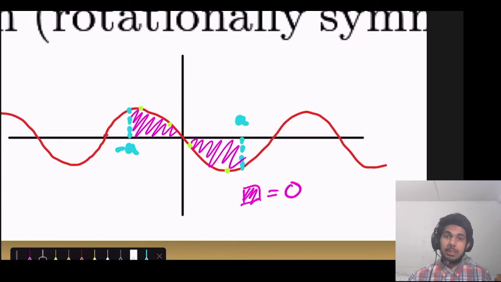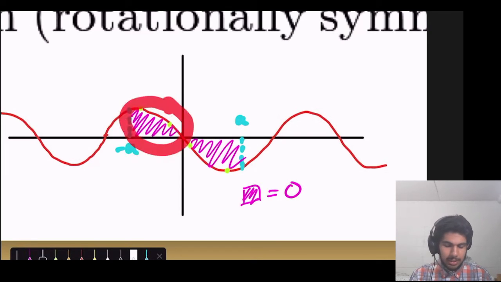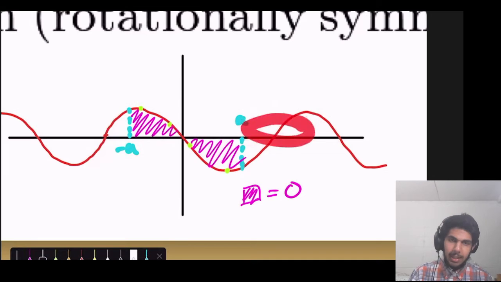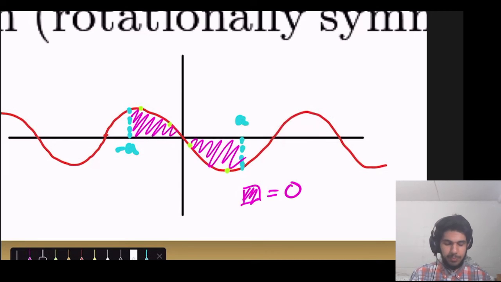And this is due to the symmetry of the function. It's rotationally symmetric by 180 degrees. So this area is identical to this. And it just so happens that any area above the x-axis on this side will be below the x-axis on this side. And similarly, any area that's below the x-axis on the left side will have a corresponding part above the x-axis on the right-hand side.